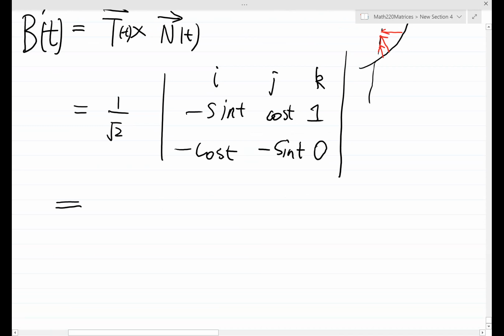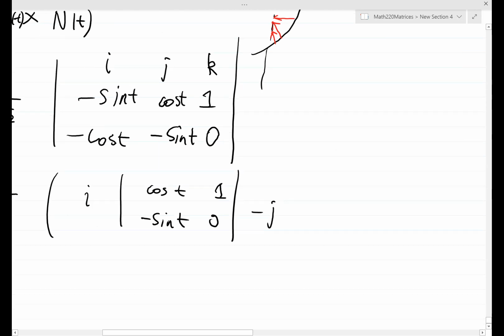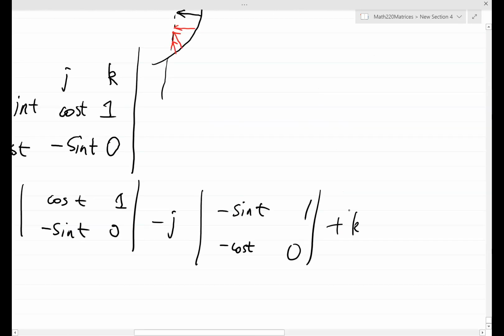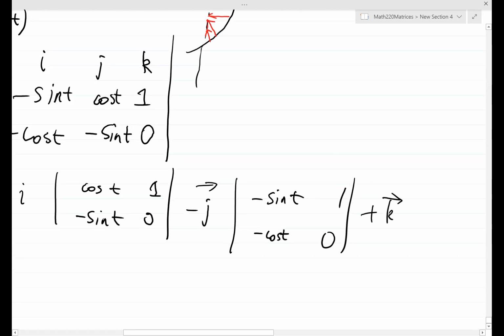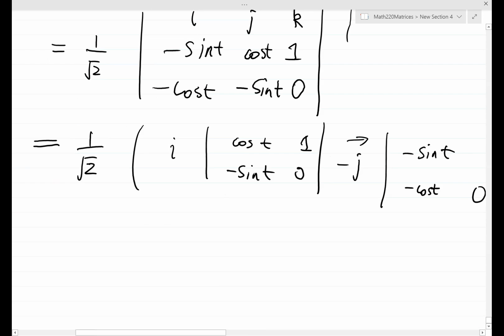Okay, let's compute the binormal. The binormal vector should be 1 over square root 2 times the following. For the i component: cosine t times 0 minus 1 times negative sine t. For the j component: negative sine t times 0 minus 1 times negative cosine t. And for the k component: negative sine times negative sine minus cosine times negative cosine.